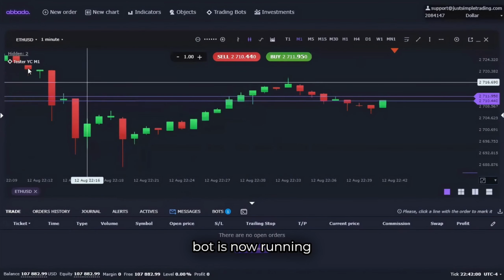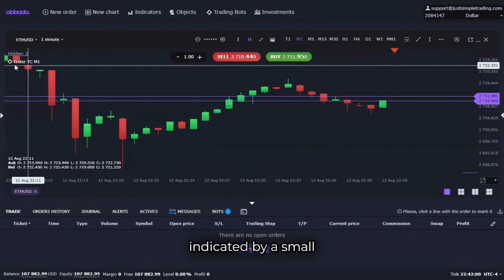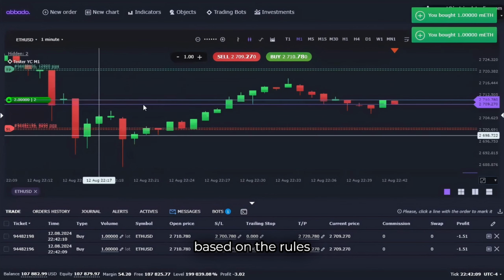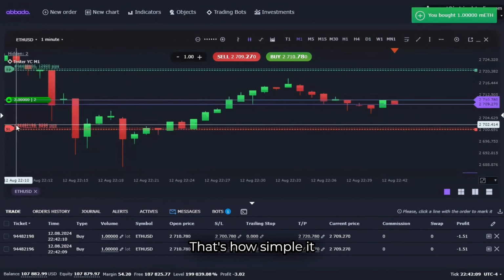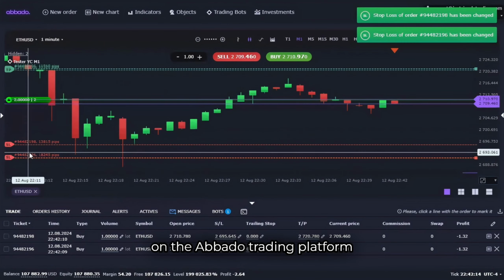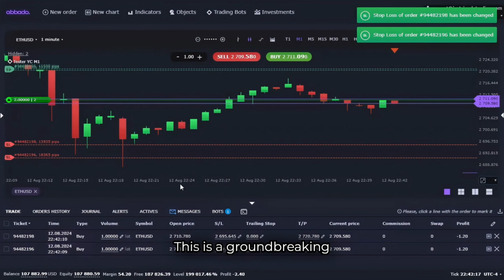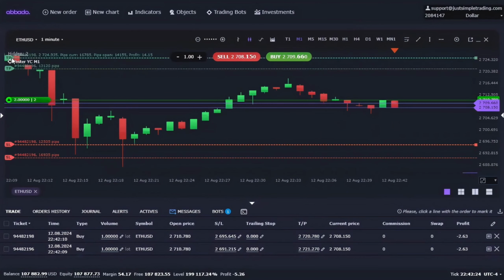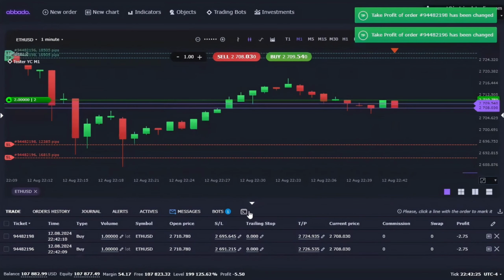You'll see that the bot is now running live on your chart, indicated by a small icon on the top left or in the order box below. From here on out, the bot will automatically enter and exit trades based on the rules you've set. And that's it. That's how simple it is to harness the power of trading bots on the Abato trading platform. This revolutionary technology is set to transform how people trade and interact with markets, bringing high-frequency trading power right into the hands of the average person.